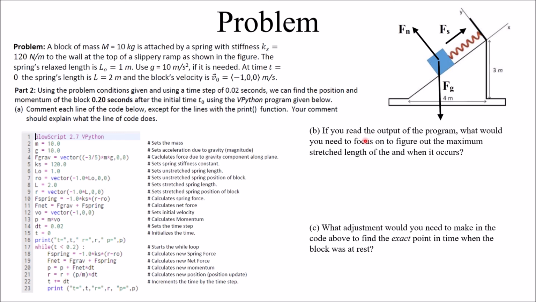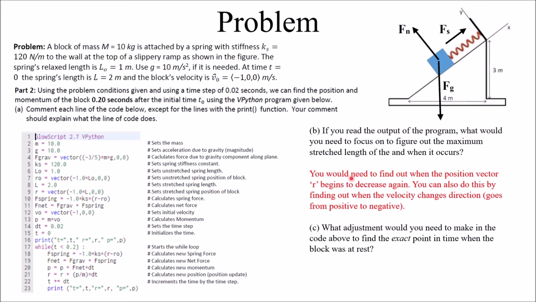And then part B is asking, if you read the output of the program, what would you need to focus on to figure out the maximum stretched length and when it occurs? And so eventually, when this block continues to go down and down, it'll eventually either reach the bottom of the ramp, or the spring will break, or at some point this spring is just going to be so overwhelming that it's going to stop here, and it's going to then come back up the ramp once the spring force becomes great enough due to the elongation being great enough.